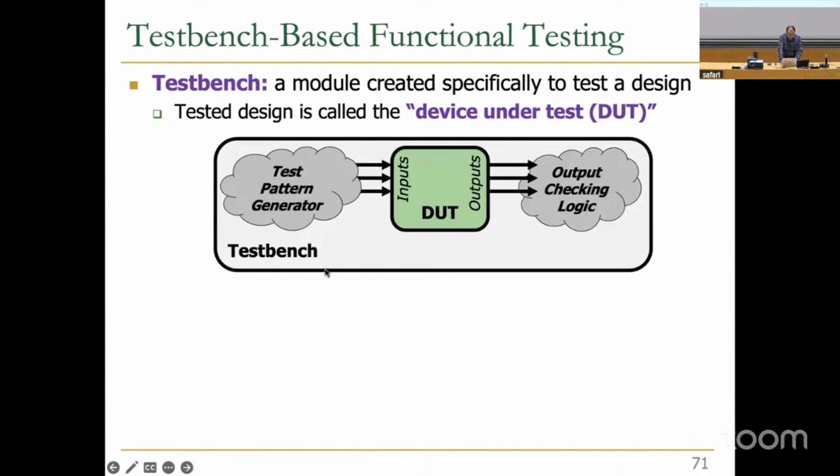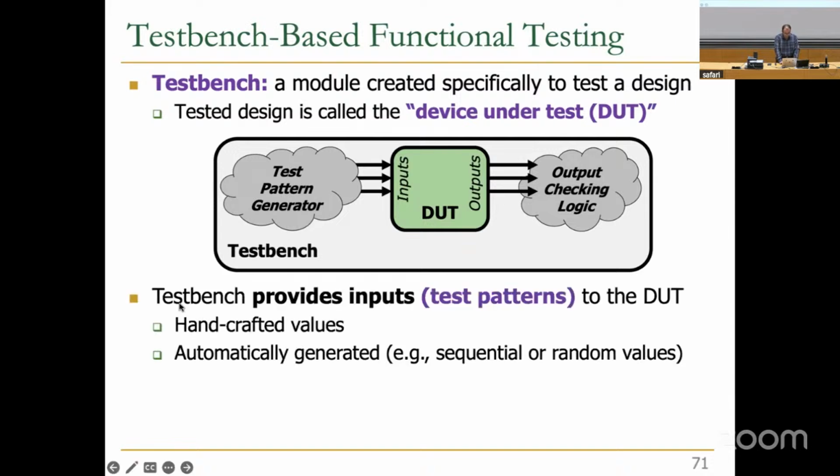So this is your test bench that has different parts. In this part, you need to generate some test patterns, like the patterns of different inputs that you are looking for. And then you input these test patterns to your design under test, device under test, sorry. And then you need to have logic to check the outputs and see if everything is running correctly or not. Again, a test bench provides inputs to the DUT, and these inputs can be handcrafted values or can be automatically generated using some sequential or random values.